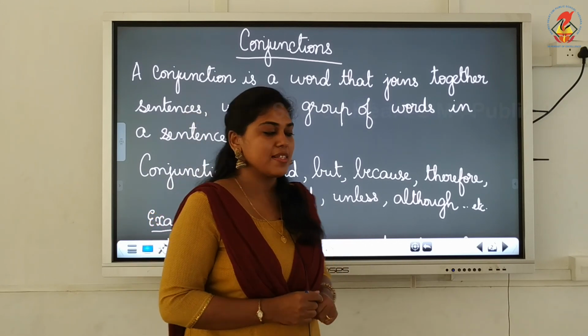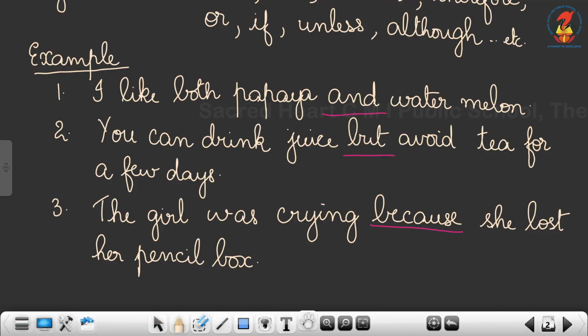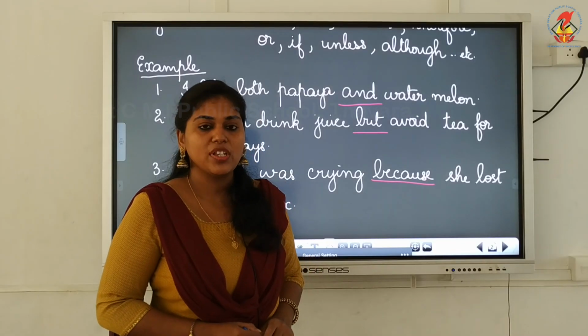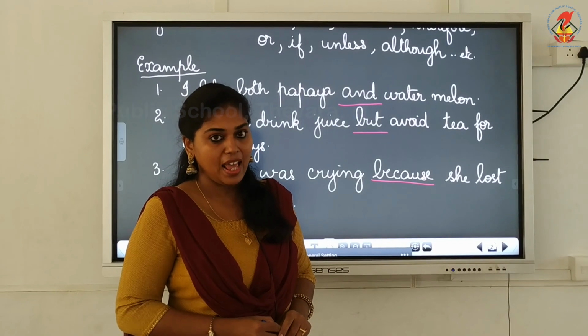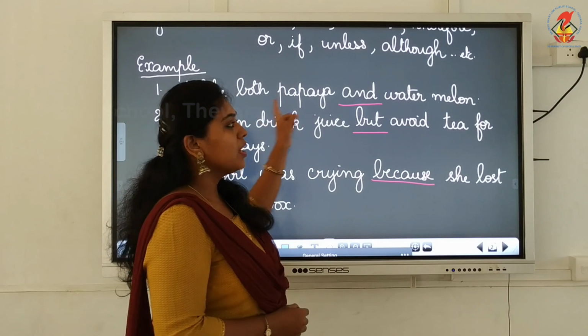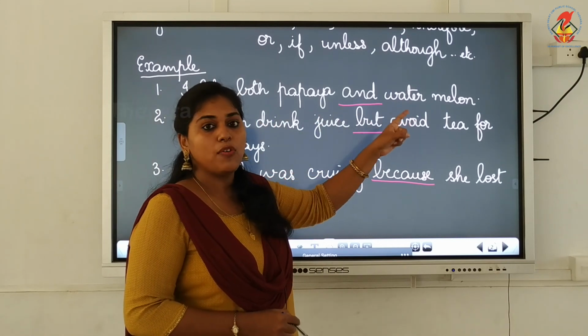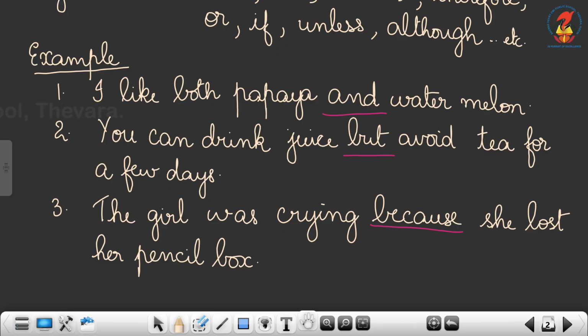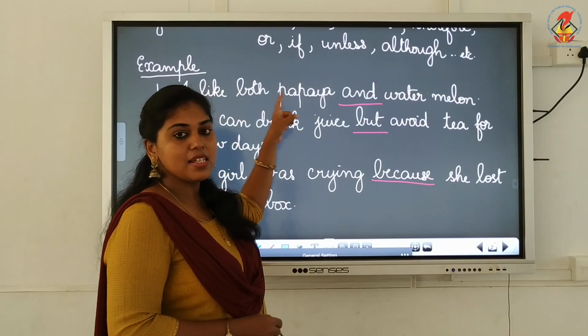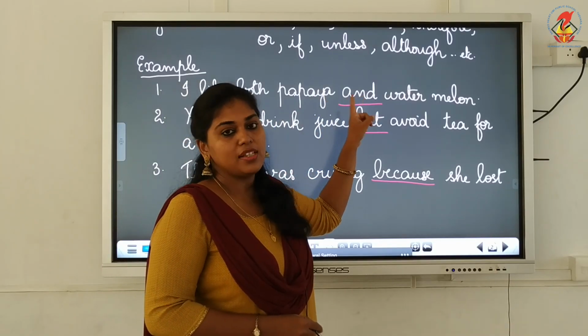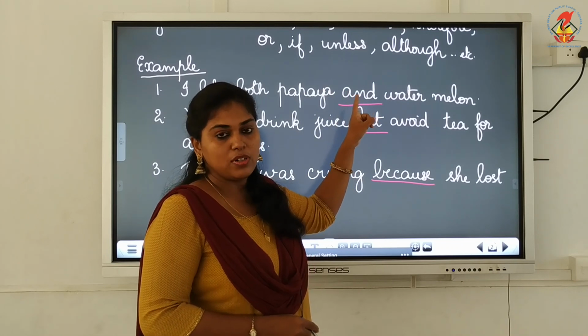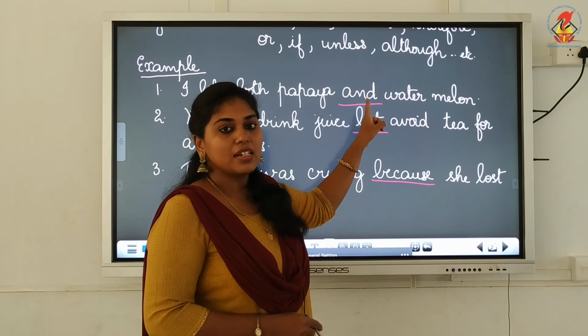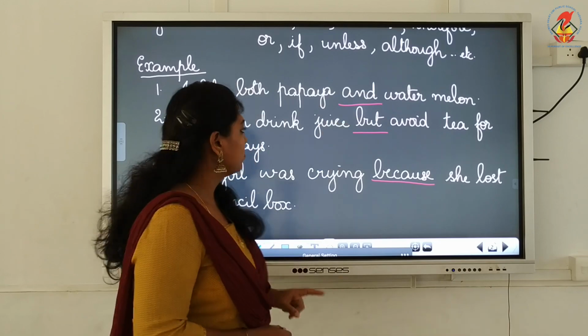Okay, let's look at the example. The first example: I like both papaya and watermelon. In this sentence we have used the conjunction and. Okay, so here we have combined a group of words. I like both papaya and watermelon. So we have combined the group of words by using the conjunction and.